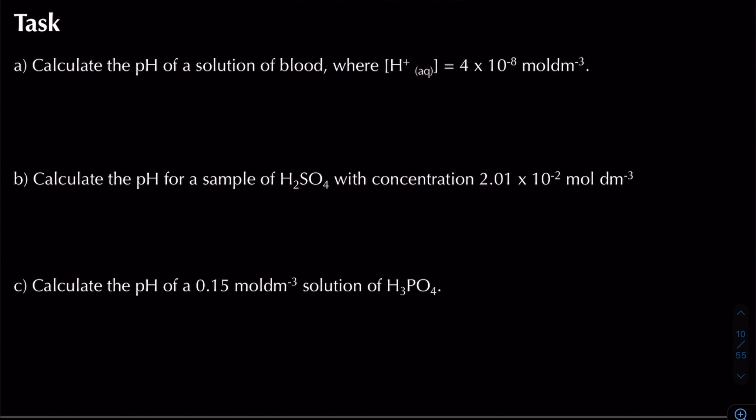So in the first one, we're asked to calculate the pH of a solution of blood where the concentration of H+ is equal to 4 × 10^-8 moles per decimeter cubed. So in that case, I'm going to do pH is equal to minus log, and then the concentration, which is going to be 4 × 10^-8.